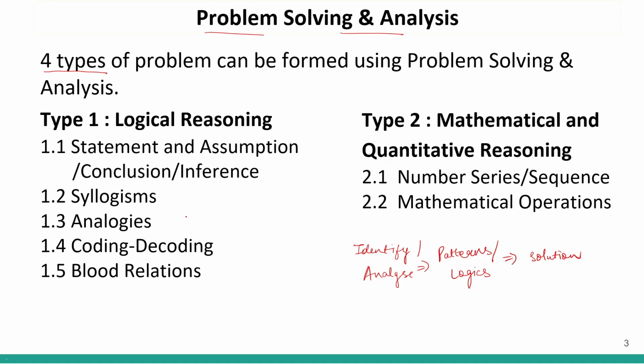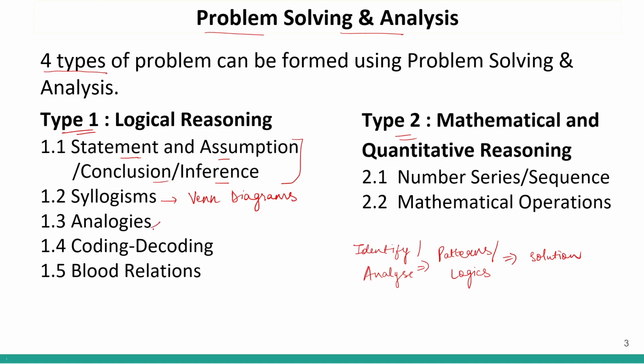Now we discussed the four types. Type 1 was logical reasoning and type 2 was mathematical and quantitative reasoning. This we discussed in detail. So in logical reasoning, we discussed statement, assumption, conclusion, inference. We discussed what is the difference between assumption, conclusion, and inference. Then we also studied syllogisms. We use Venn diagrams to solve questions on syllogisms, correct?